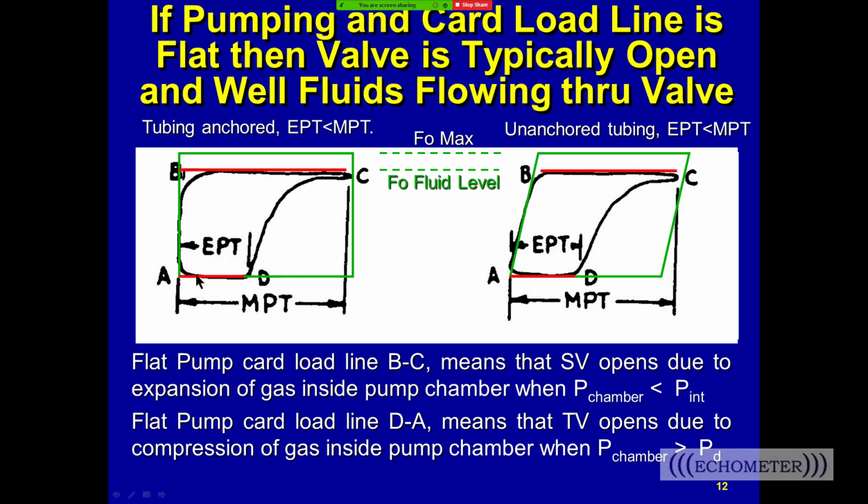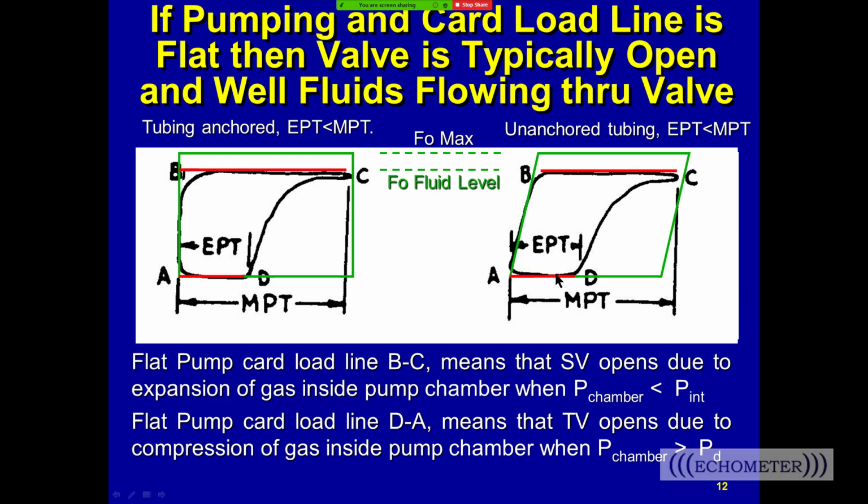Now on the downstroke, we see the same thing. Notice it's flat right there. And this is from traveling valve open to traveling valve closed, from point D to point A. The traveling valve is open because we've got to the discharge pressure, and now there's a very small amount of pressure differential acting across the plunger, and that load line is typically flat.